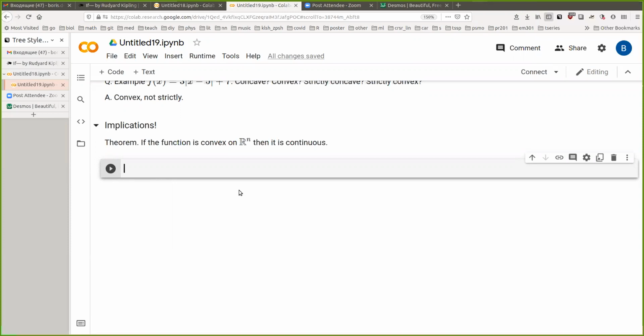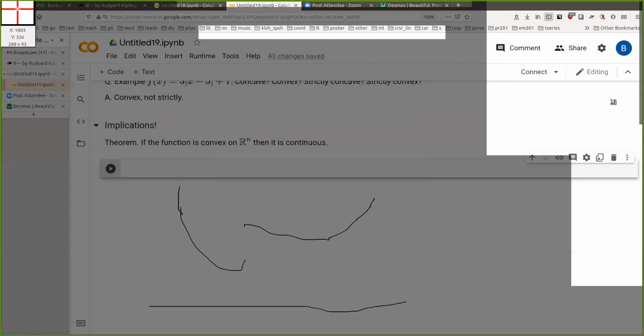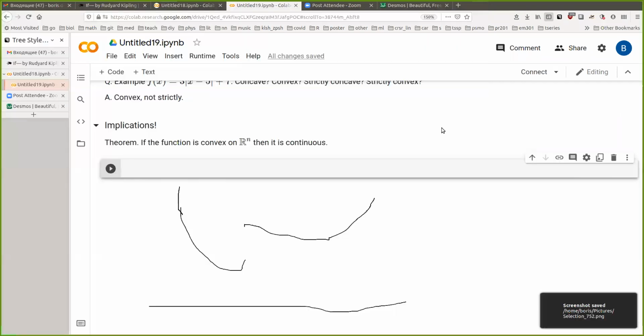For example, if we see the graph and draw a line, let's draw a graph which is convex. We know that some function is convex. But then if we draw a line like we drew when we proved that 3 absolute value x minus 5 plus 7 is convex, we see that there is some point on this interval where our inequality does not hold.